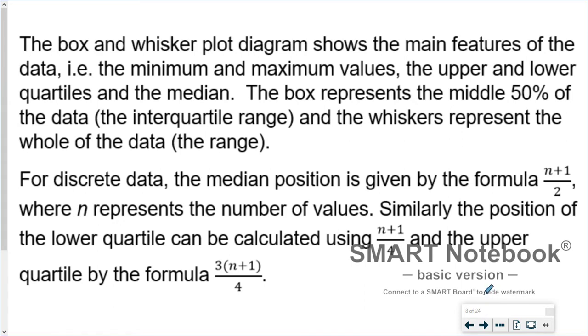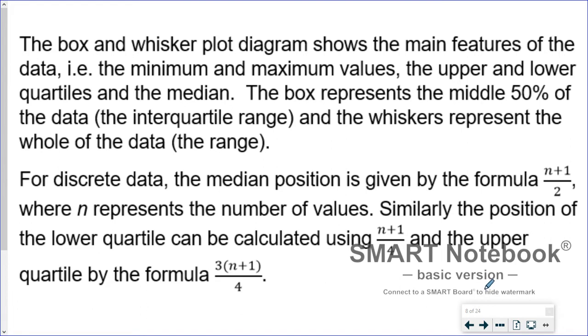The box and whisker plot diagram shows the main features of the data. It indicates, for example, the minimum and maximum values, the upper and lower quartiles, and the median. The box represents the middle 50% of the data, which we call the interquartile range. And the whiskers represent the whole of the data, which is the range.